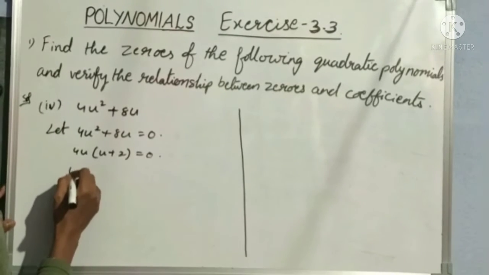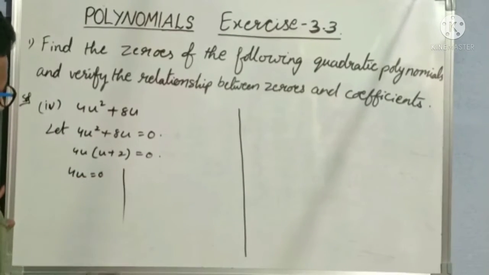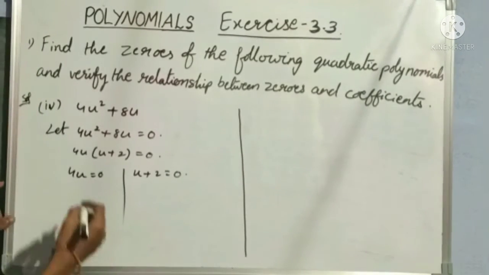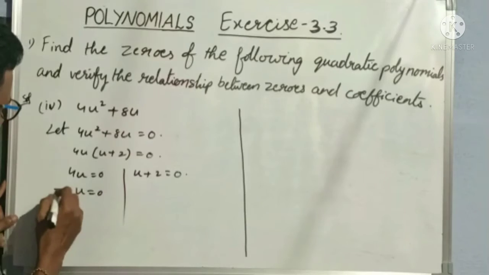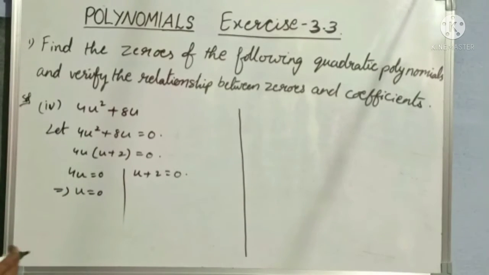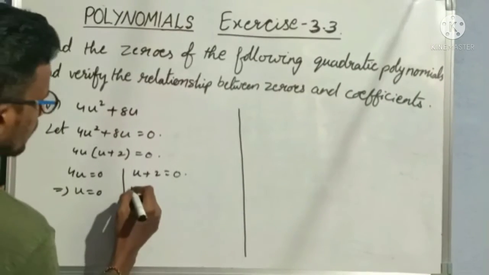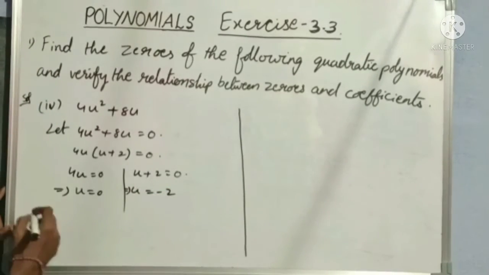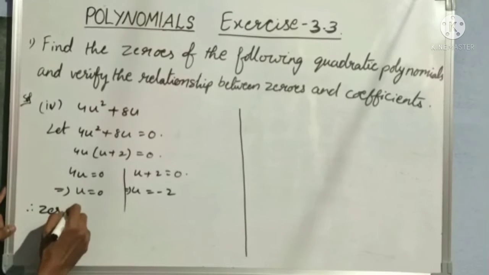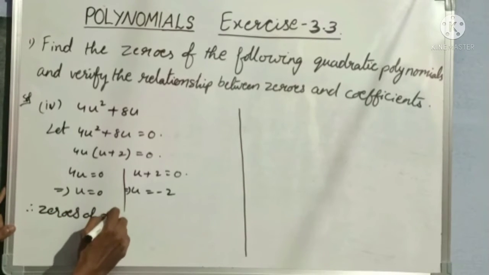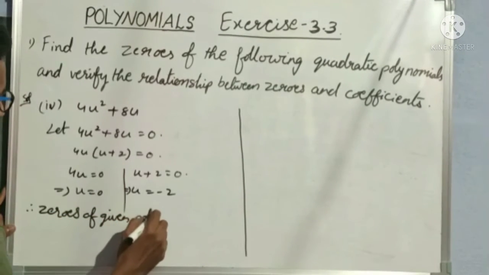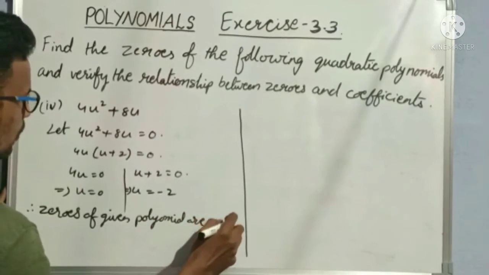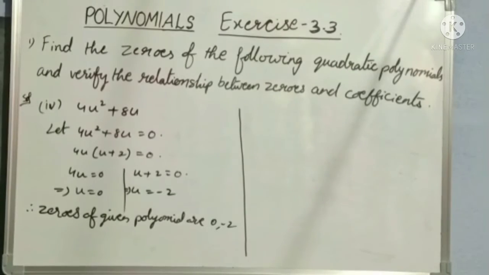So now separately we have to equate each factor to 0. So 4u is equal to 0 and u plus 2 is equal to 0. Right? So if 4u is equal to 0, then u is also 0, right? So u is equal to 0. Yes. Next, u plus 2 is equal to 0 implies u is equal to minus 2. So therefore, zeros of the given polynomial are 0, minus 2. Okay.